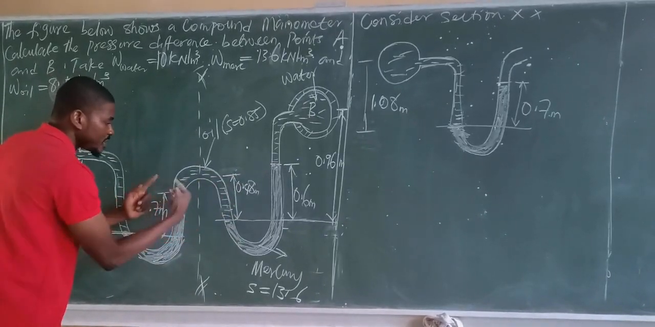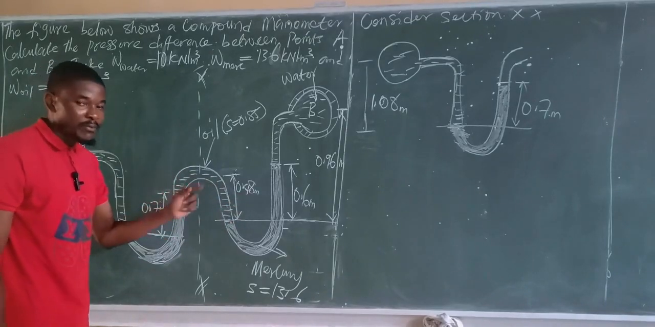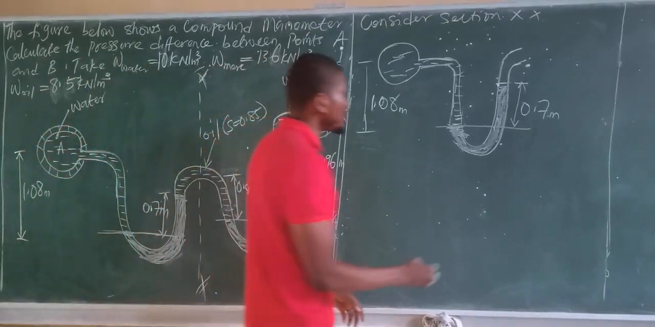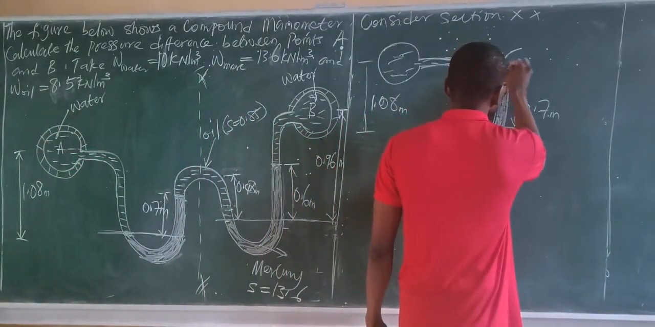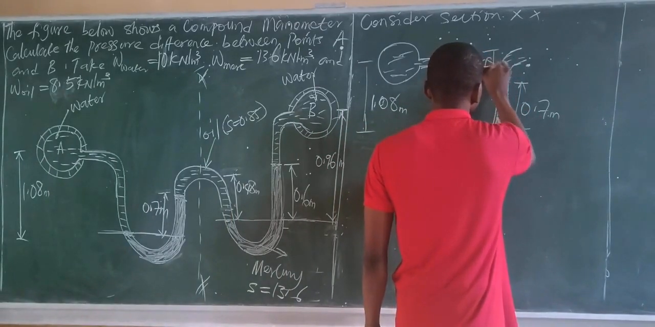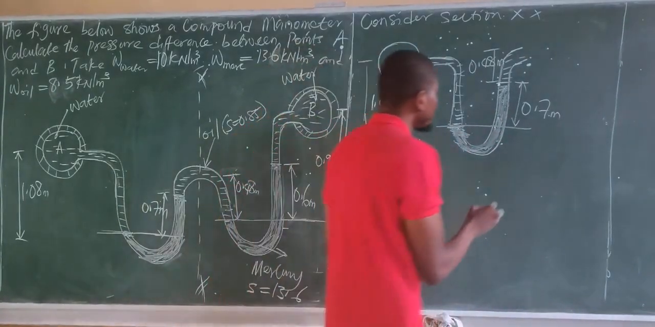So far I still have oil in this pipe, it means also that the height of oil in the pipe was given as 0.48. Therefore, on this side considered as well, the height of this oil remains also 0.48 meters. So please take note of that. All right, take note of that.